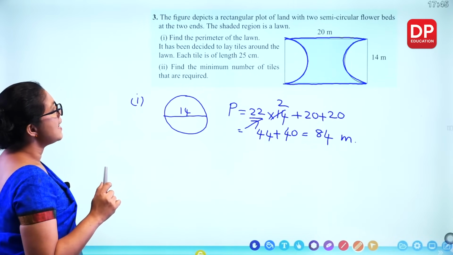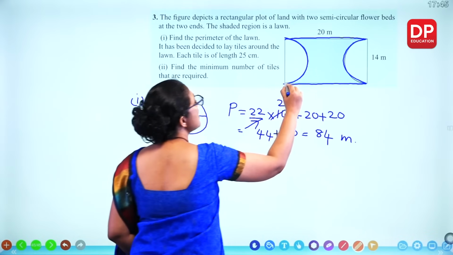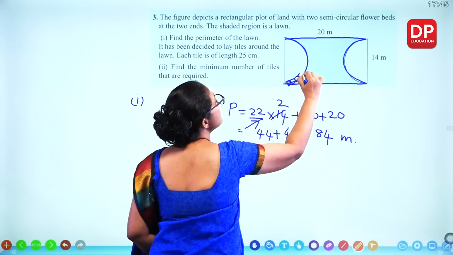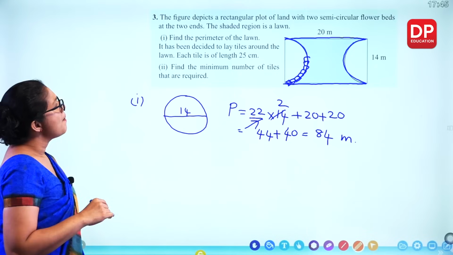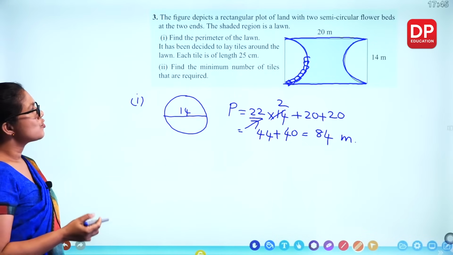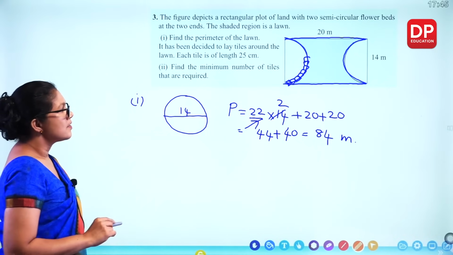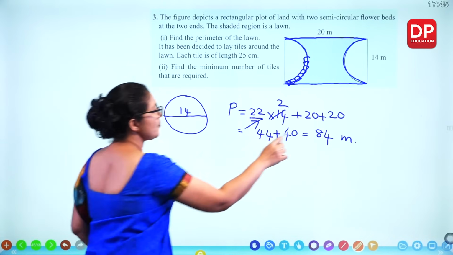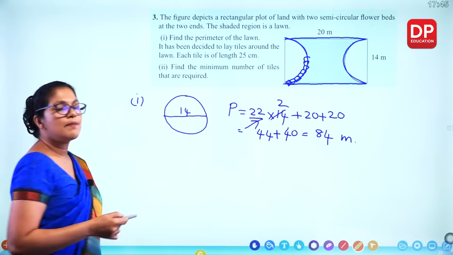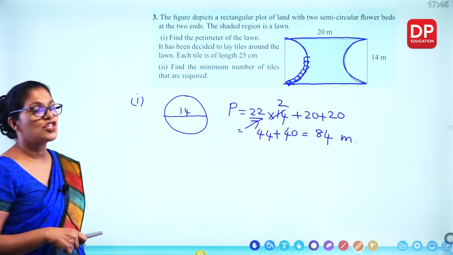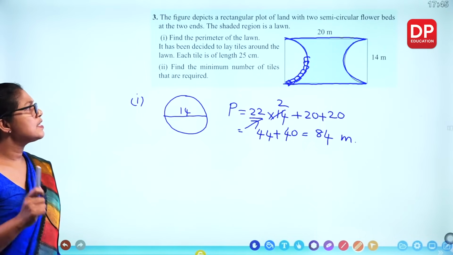It has been decided to lay tiles around the lawn. Each tile is length 25 centimeters. So here they are trying to lay out tiles around the lawn. So something like this. You are asked to find the minimum number of tiles that are required. So one tile is 25 centimeters. Here we know that the total perimeter is 84 meters, and this is given in centimeters. So here you need to know the conversion. So centimeters and meters. What's the conversion? 100 centimeters is 1 meter.